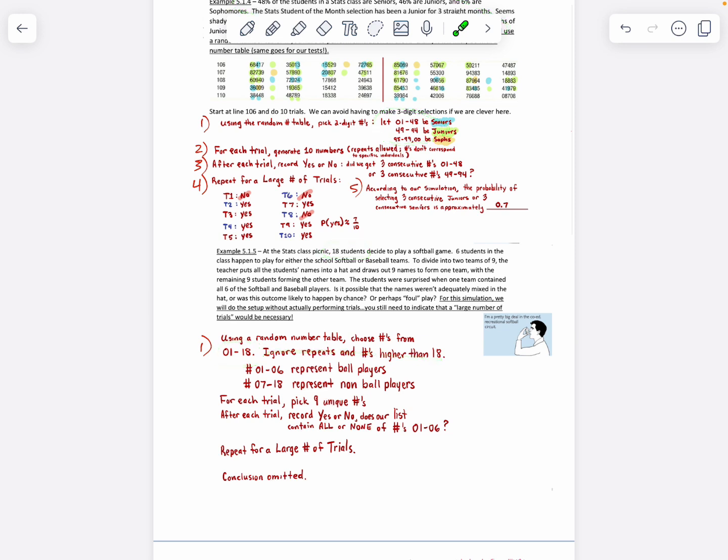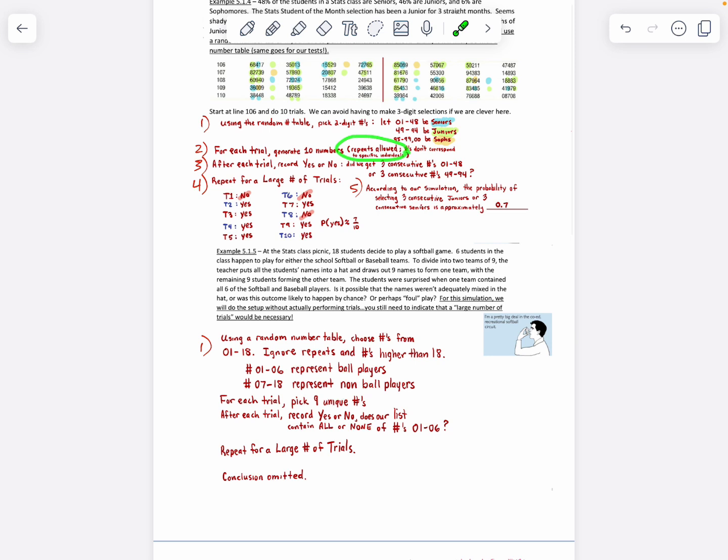Let's talk about the repeats for a second. We're ignoring repeats because these numbers stand for specific people, right? We have 18 students. Everybody has a number. I can't call number 3 twice. Up here I used the repeats because they did not refer to specific people. It was a percentage breakdown.